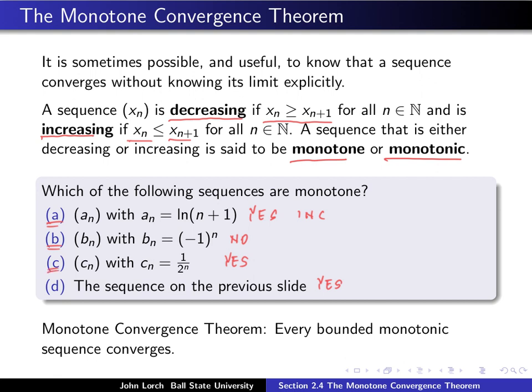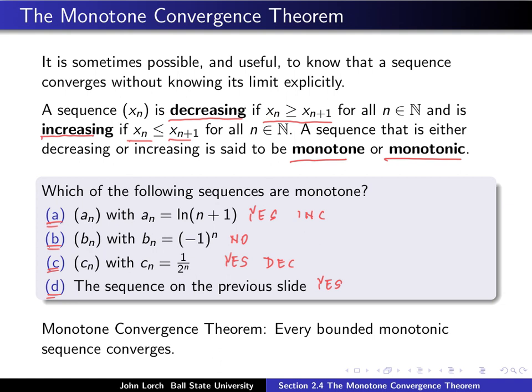Item C, this is going to be a decreasing sequence. Remember that 1 over 2 to the n, those terms get smaller as n gets larger. And the sequence on the previous slide is increasing.